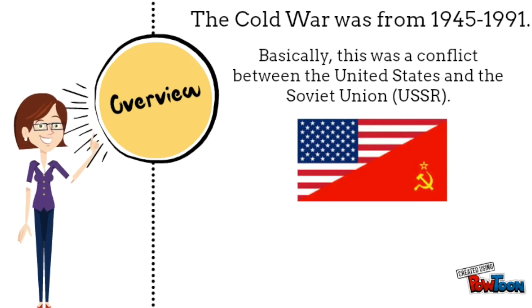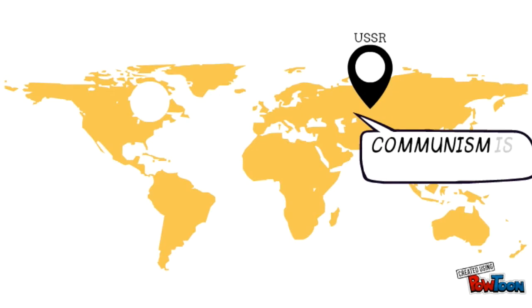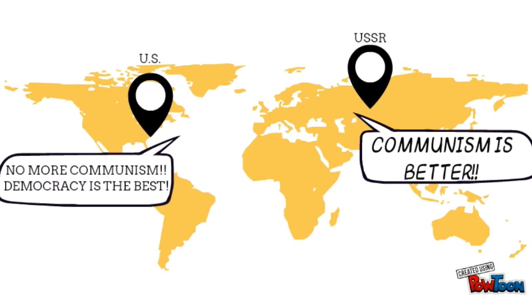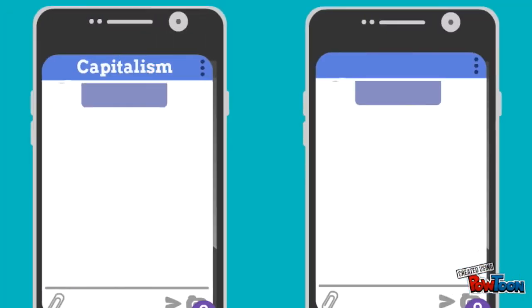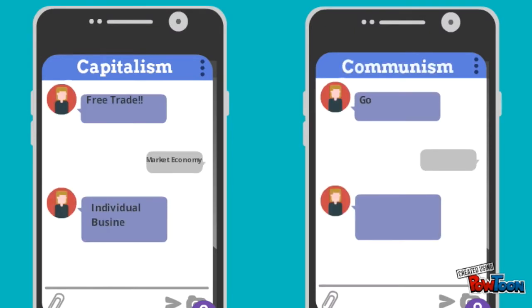Basically, this is a conflict between the United States and the USSR, also known as the Soviet Union. The Soviet Union believed that communism was better, while the United States believed that communism was the bad form of government and democracy was the best form of government. Basically, the United States believed in capitalism and the economy, which was free trade, a market economy, and individual businesses, while the USSR believed in communist government, which means a government-controlled economy.